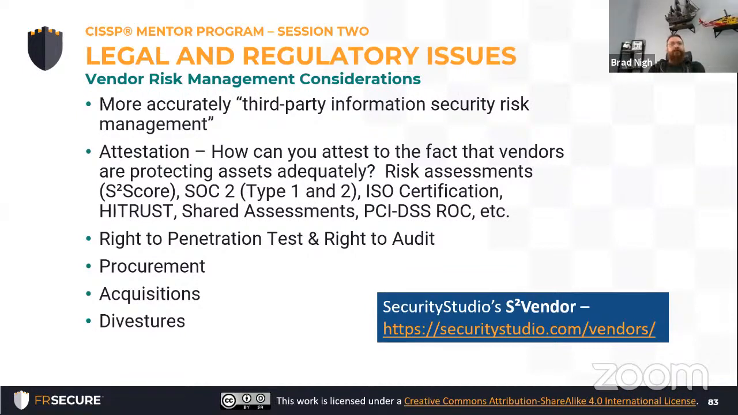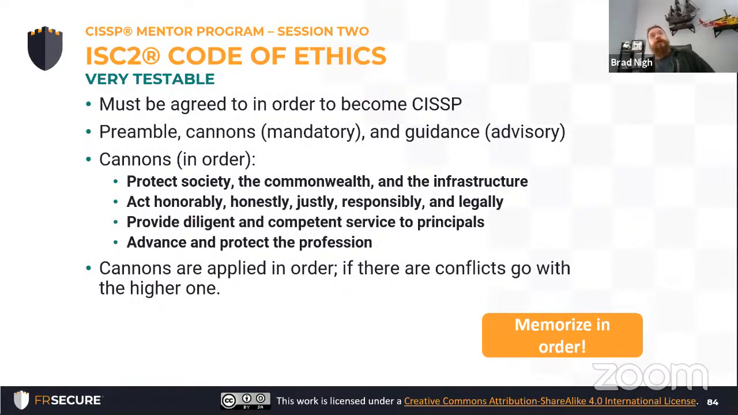Again, procurement, acquisitions, divestitures. So really vendor risk management, third party risk management, and really attestation. How do you know that your vendors are properly protecting your assets, that they're doing the right thing? All right. So I'm going to spend a little bit of time on this one because this is incredibly important to know. You have to know it in order, and you have to know what they are.